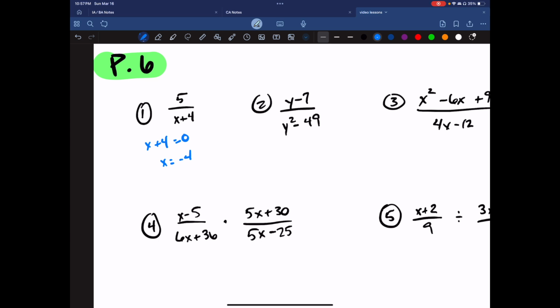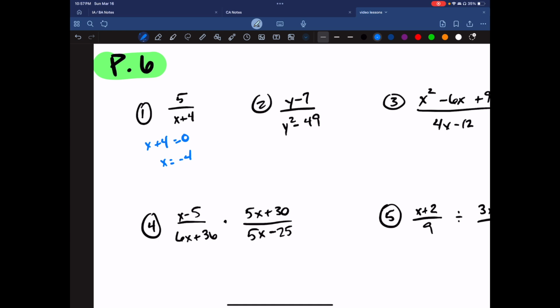And so let's have a quick conversation about what domain is. Domain is every x that your graph will touch. And if you have a rational expression like this, you're dealing with some form of hyperbola, which means there's going to be a break in the graph somewhere. And where that break is, is your domain issue. So if you have to pick up your pencil when you graph, you're most likely going to have a domain issue.